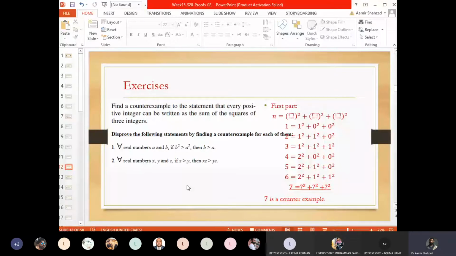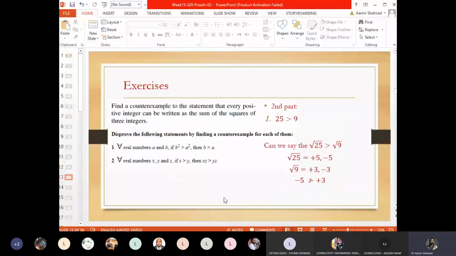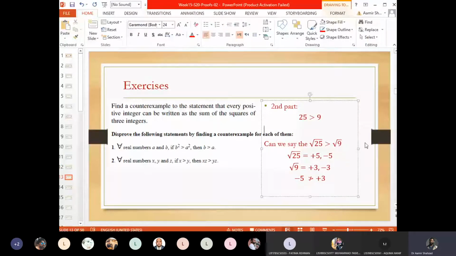So we have to find a counter example for this thing. Let's see. So let's say 25 is greater than 9. We know 25 is greater than 9. So can we say, okay, square root of 25, which is 5, so 5 is greater than 3. So can we say that 25 square root is greater than square root of 9?